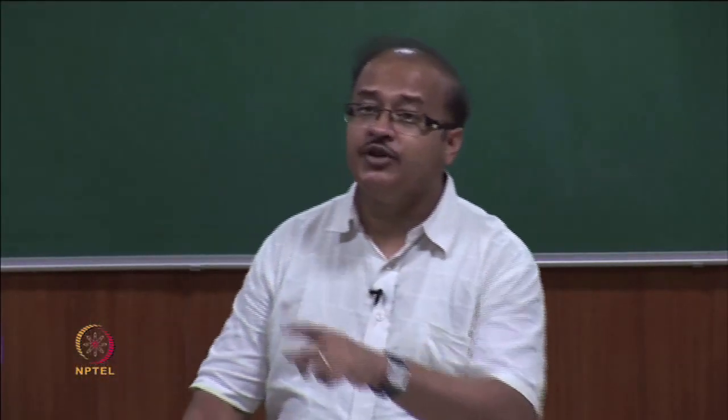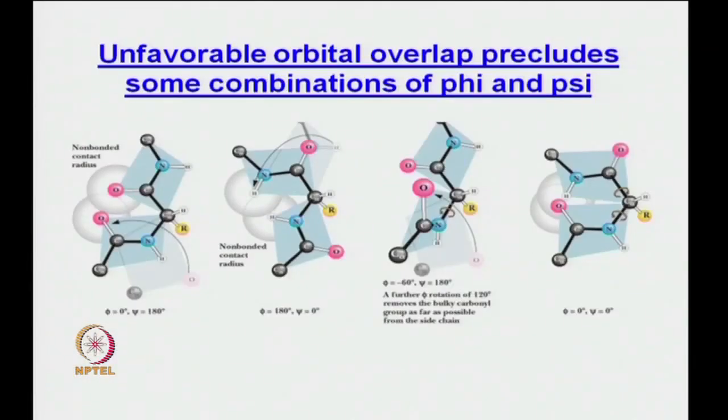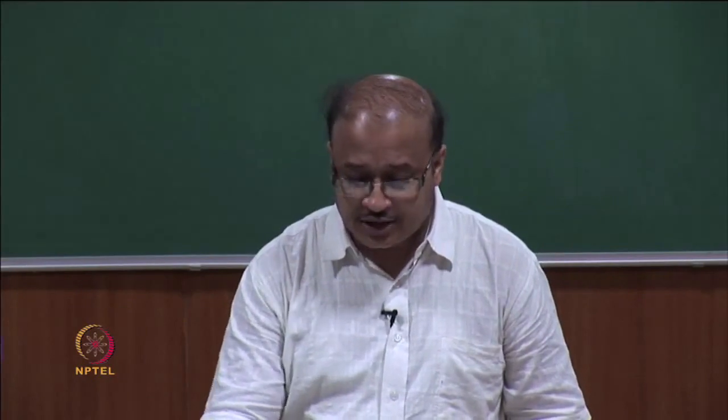So, let us look at some unfavorable combinations. So, this is what we have, you can see what are these values, this is phi is equal to 0, psi is equal to 180, right, and what has happened here? What has happened here is you can see the CO and the CO, they are very close. So, it is non bonded contact, high energy, it will be unfavorable. Okay. So that is why it is unfavorable.